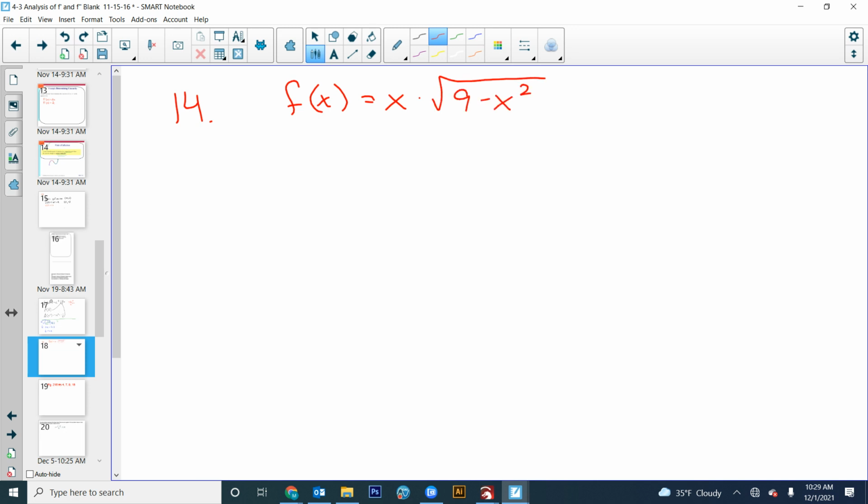Madison, was this the one you said you'd found the second derivative and you thought it looked really ugly? It was very ugly. I just gave up. Okay.